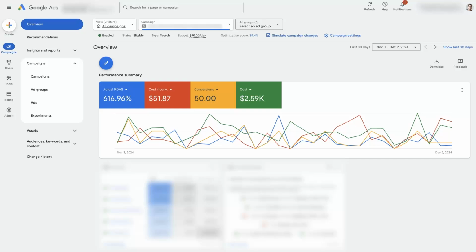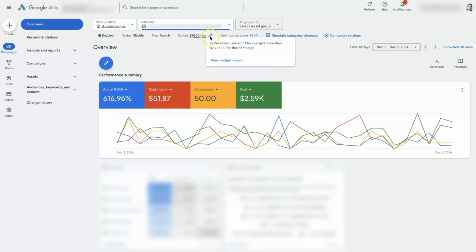Let's chat about what your Google Ads budget should be set to on a per day basis. So if you are running a Google Ads campaign, which we have one here, we're just in campaigns and overview here. We've actually selected a specific campaign just so you can see the breakdown for this one campaign. The budget for this campaign is set to $90 a day.